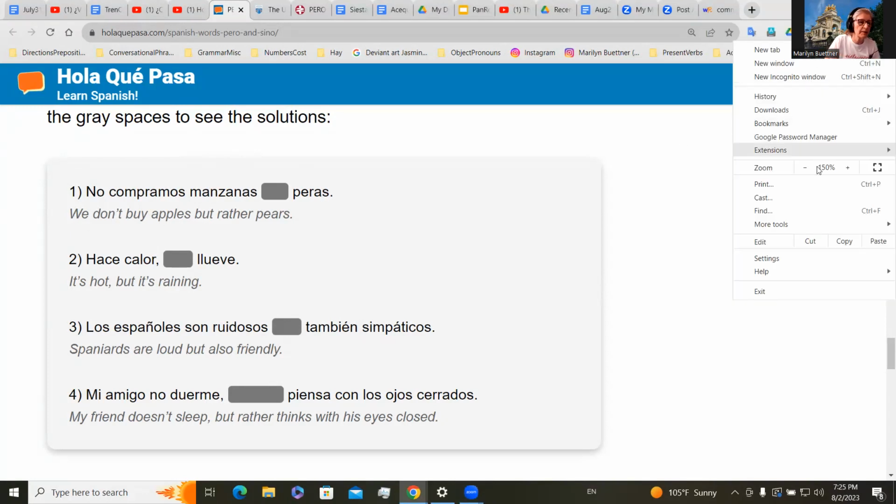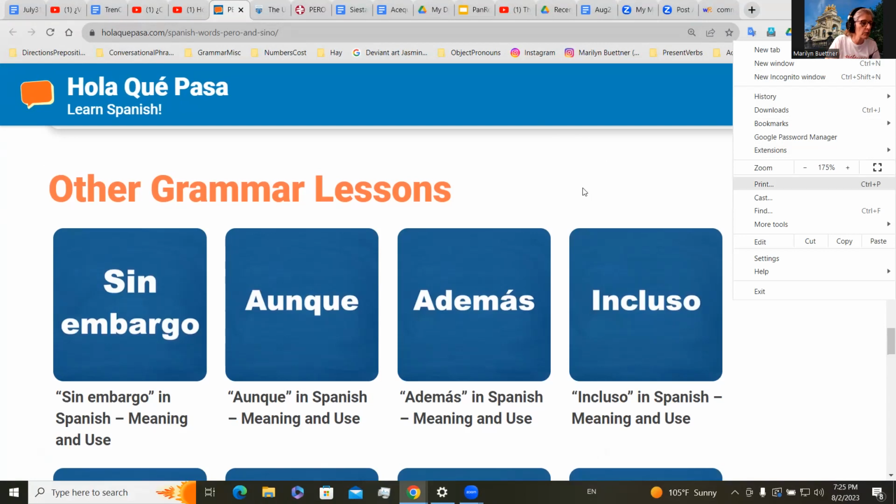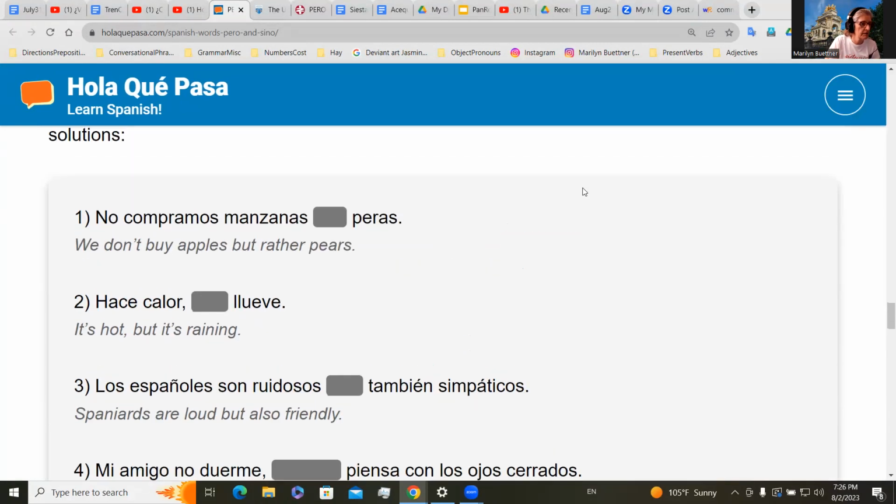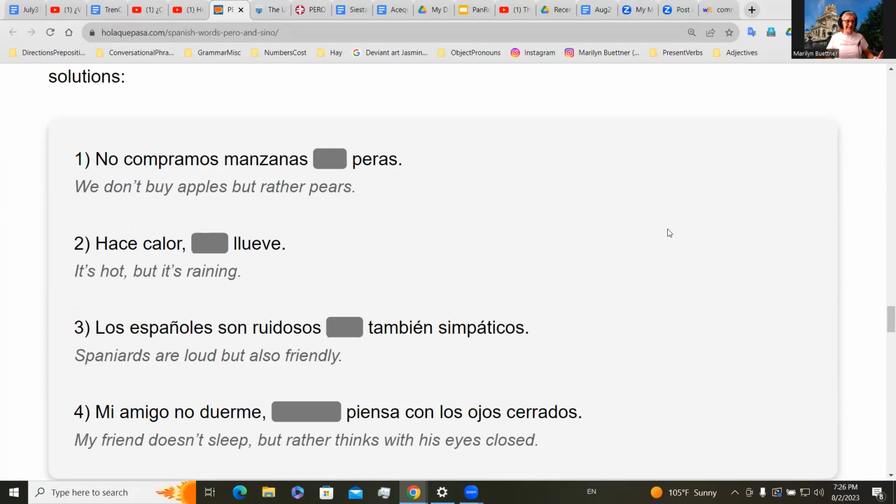We don't buy apples. I'm going to try to make this a little bit bigger. Un poquito más grande. No compramos manzanas. We're not buying apples, but rather pears. You're saying, what? You thought we were buying apples? Sino. This idea about apples, boy, you're wrong. I'm going to tell you what we are doing. Here's my alternative, peras.